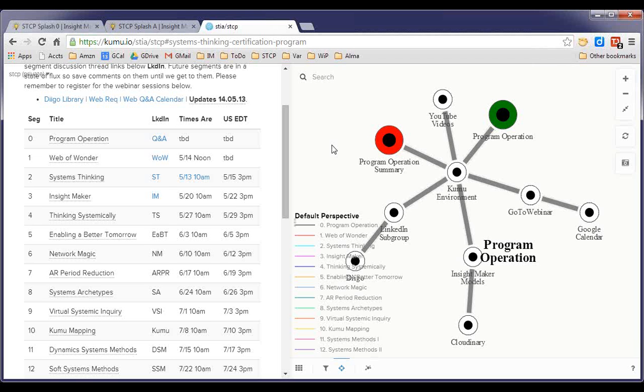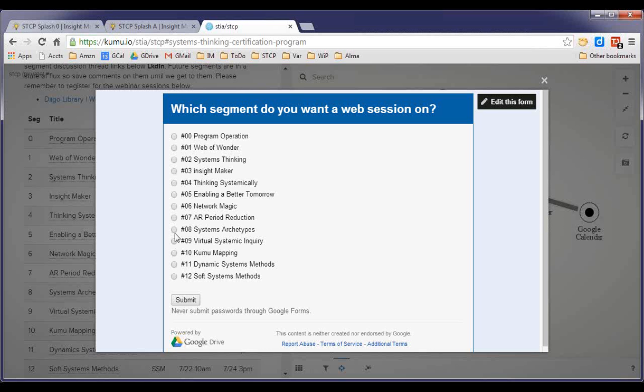And it's beyond me to know when it's appropriate to schedule another session for the participants, because a number of people have completed a particular segment, and they really would like to have an interactive session to go through some questions and answers. So what I'm currently putting together is a web request form so that you can come here and simply fill this out, click and submit it and say, I'd like to see a web session on Insight Maker or Network Magic, and you can submit this multiple times if there is more than one that you want to have a session on.